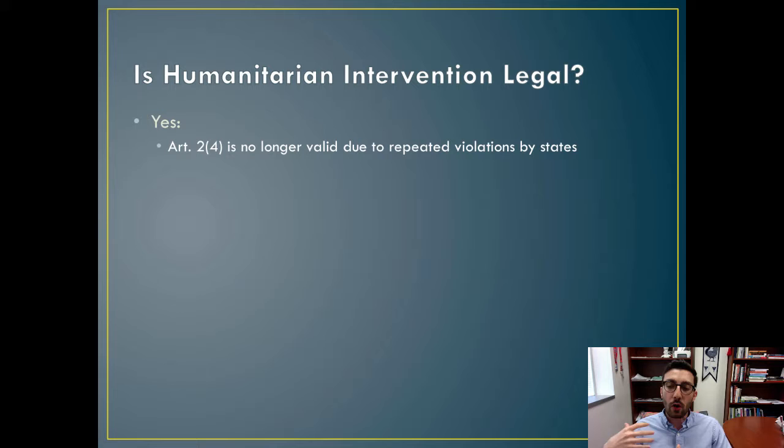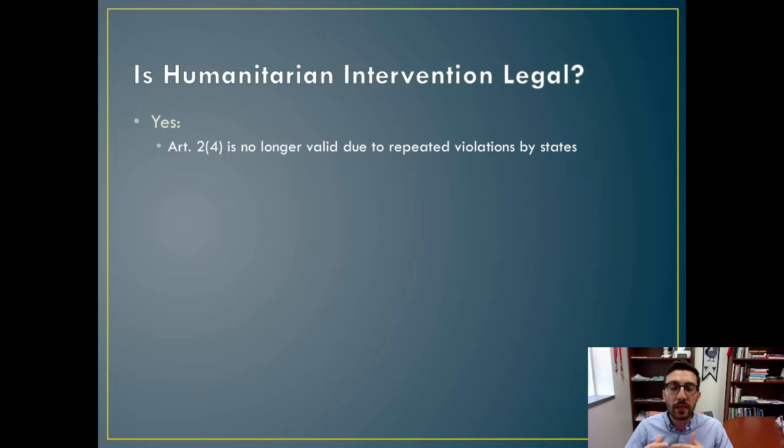So if states are repeatedly flouting Article 2, Section 4, it suggests that maybe it's out of date. The question that emerges is then, how many states need to reject Article 2, Section 4? Over what kind of a period of time does this need to happen?